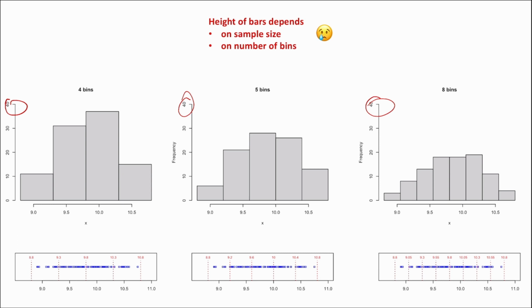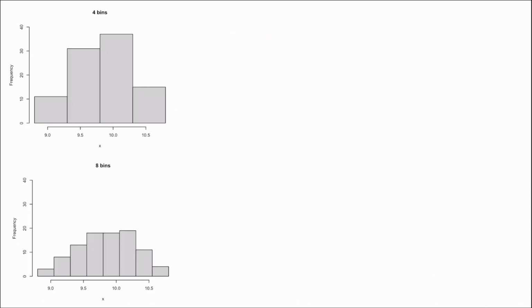So that leads to two kinds of problems. First of all, you cannot compare distributions directly. For example, if you have samples of different size, or if you use distributions with different bins, you cannot compare them because the shape will be different. Can we make it independent of the sample size and the number of bins? Well, in fact, we can, but let me show you the intuition first.